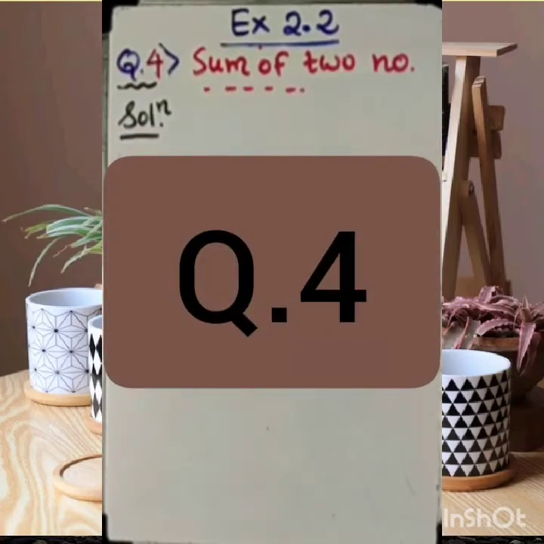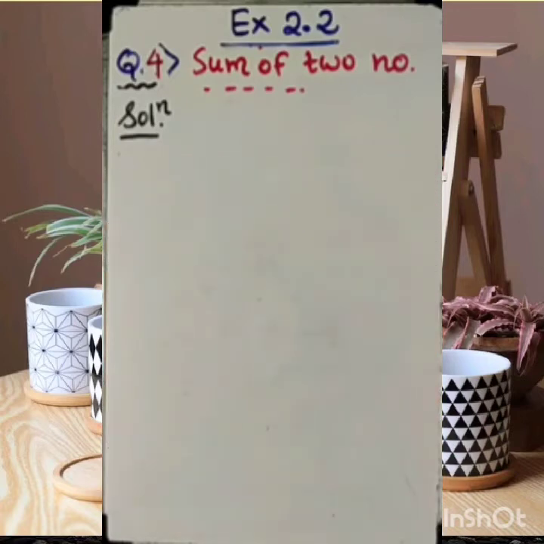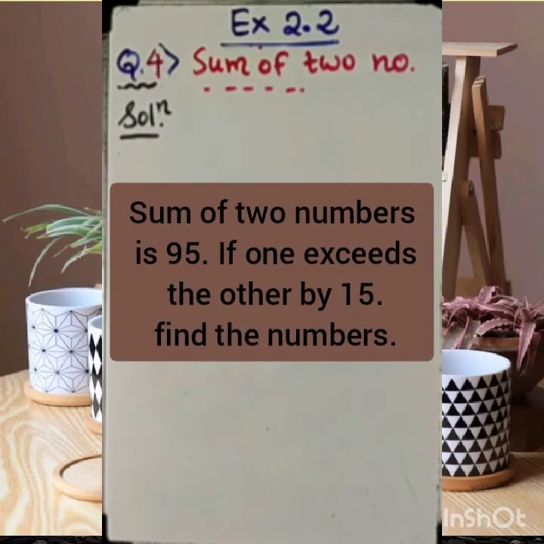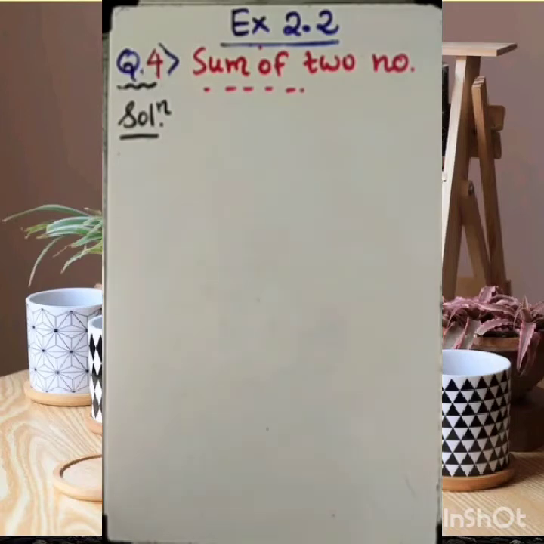Now question number 4. Sum of two numbers is 95. If one exceeds the other by 15, find the numbers. Fine, this we are given. Sum of two numbers we are given, 95. But we do not know any of the numbers.